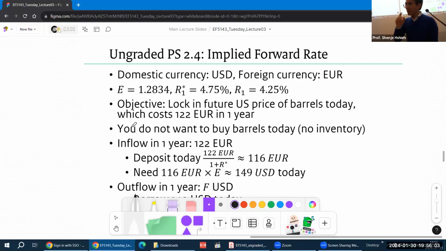Here is the relevant information that I picked out from the question. You have the spot rate, and there's no forward rate. You have the US deposit rate of 4.25%, US being the domestic currency, and the foreign euro deposit rate of 4.75%. Your objective is to lock in a future US price of barrels today. You know the price in euros, but you want to pay a fixed price in USD that doesn't fluctuate in 1 year. So you want to know the price today. How do you do that?